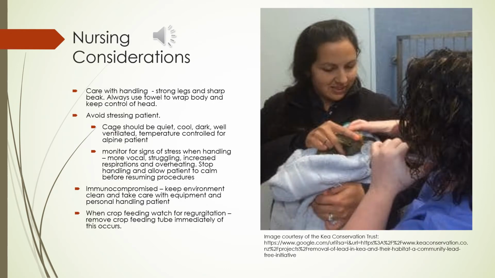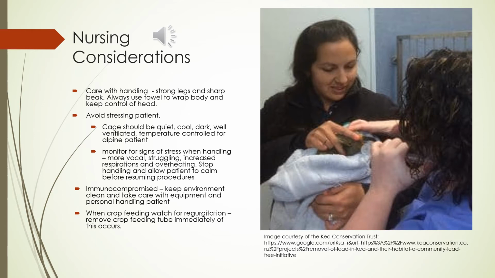While nursing a kea in hospital, it's important to note it is a parrot, so it has quite a sharp, strong beak and also strong legs. And when you're handling them, it's good to have a towel, so place the towel over them and control the head, and then wrap the towel underneath the body to keep the wings and legs under control. It's best to do this quite quickly and carefully, and always avoid stressing the patient.